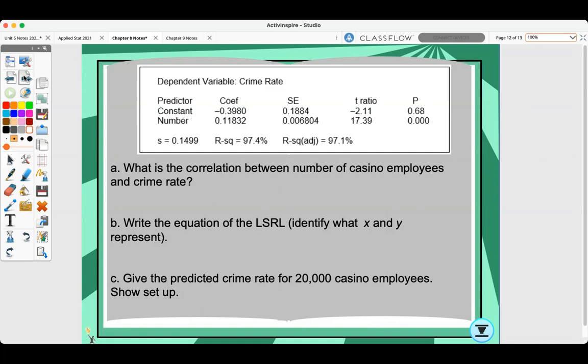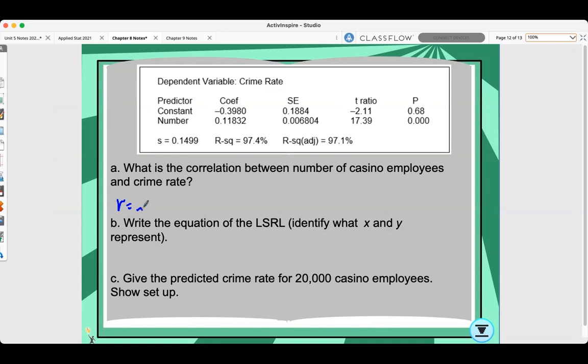What is the correlation between the number of casino employees and crime rate? So R would equal the square root of 0.974, which equals 0.987. So the correlation is 0.987.